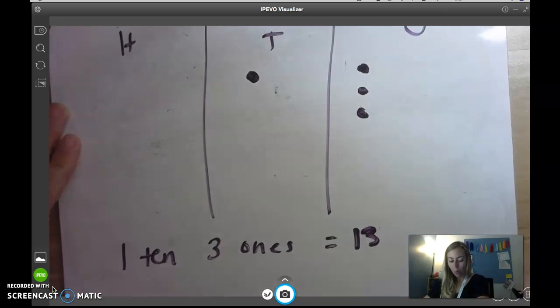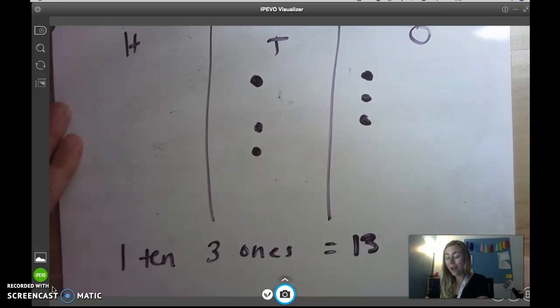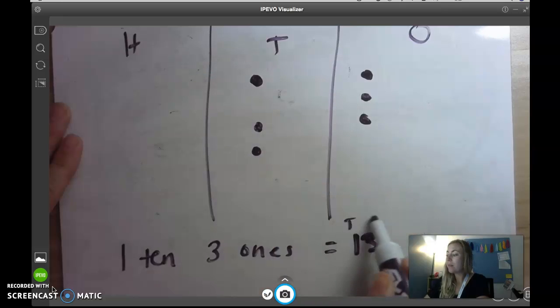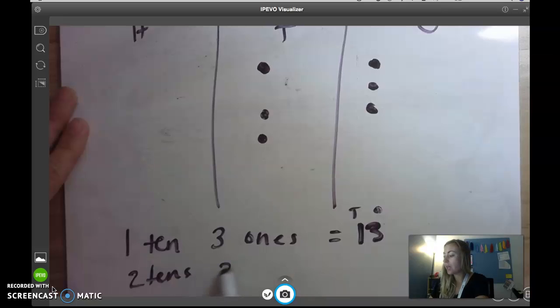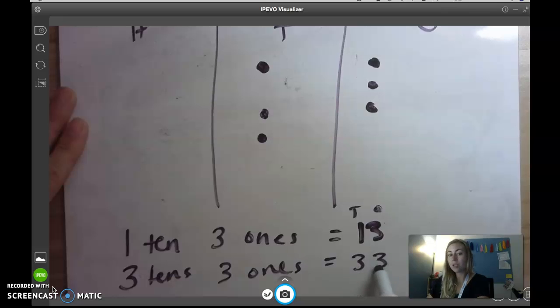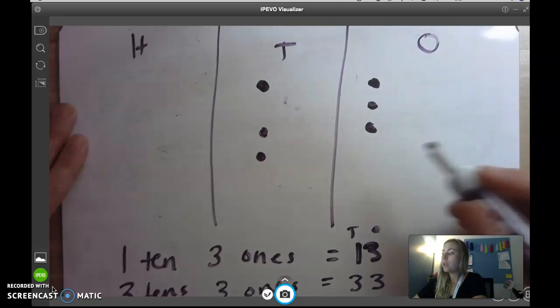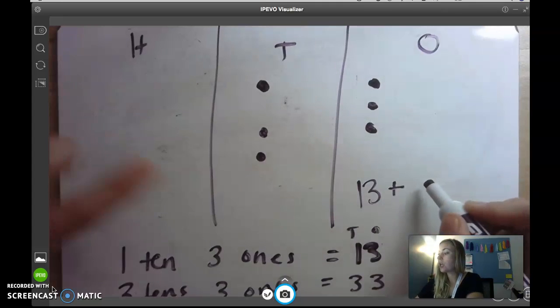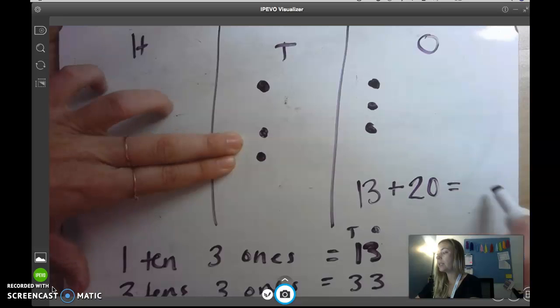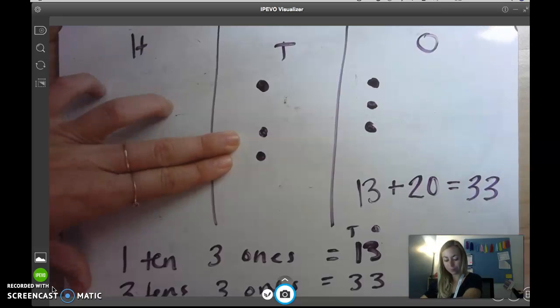Now I want to think, what happens if I add two groups of 10 to my place value chart? Well, if I add two groups of 10, then my tens place is going to change, but my ones place is going to stay the same. So if I add two groups of 10 to one group of 10, I get 3 tens and 3 ones. Now my number turns into 33. My tens place changed. I just did the equation 13 plus 20 is the same as 33.